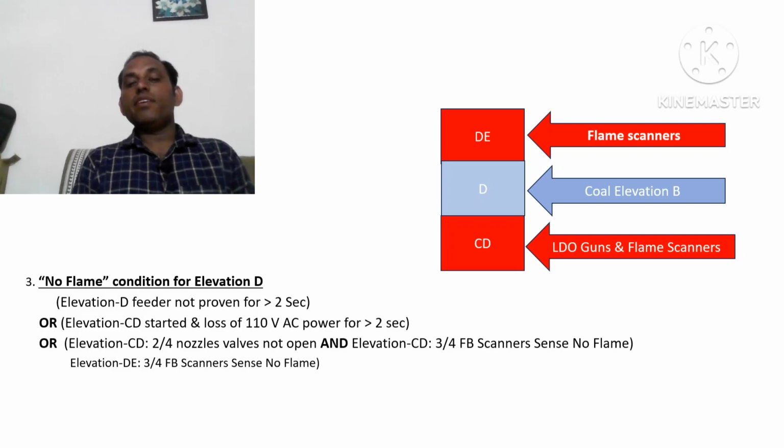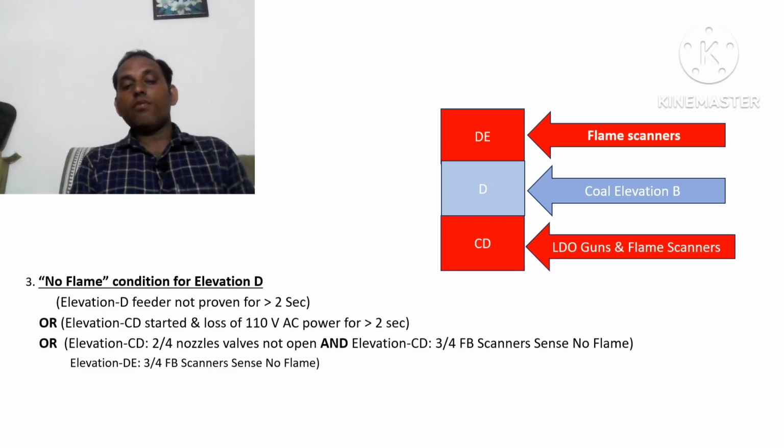It means if any gun is in service at CD elevation, and 110 volt AC supply failure takes place for more than 2 seconds, then it contributes to no flame. Or elevation CD 2 out of 4 nozzle valves not open, in this case less than 3 LDO guns in service, and scanners at CD elevation and DE elevation 3 out of 4 fireball scanners sense no flame. So this elevation contributes to no flame.